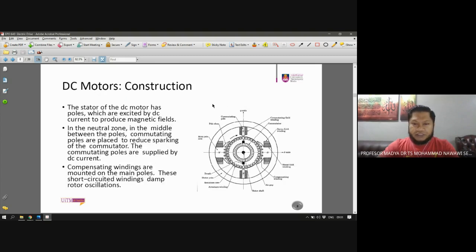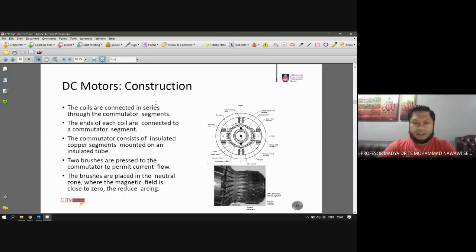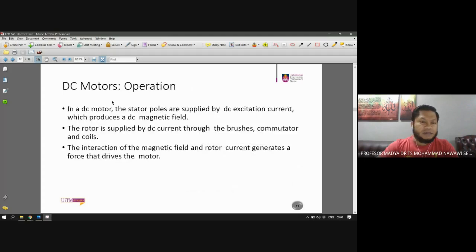And then the construction of the motor, you can read again, and this is very similar to electrical machines that you did in semester 4. And then motor construction, again some additional details on that construction. And then we have this operation. And in the DC motor, the stator poles are supplied by a DC excitation IF, isn't it?